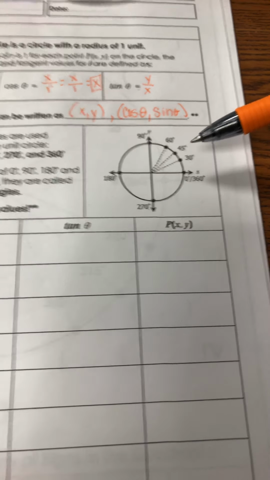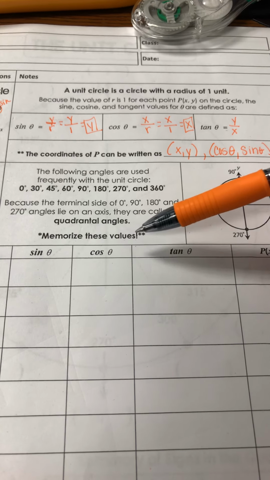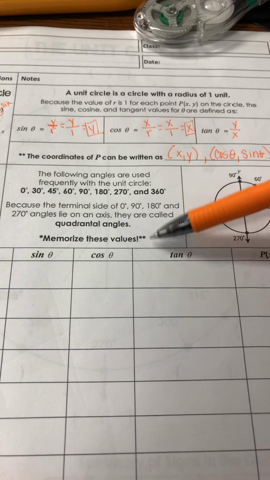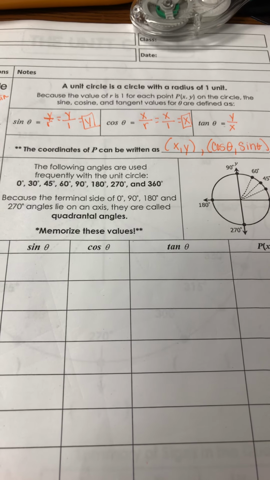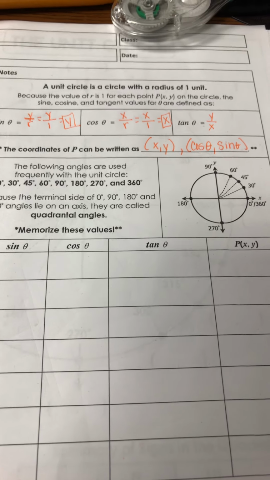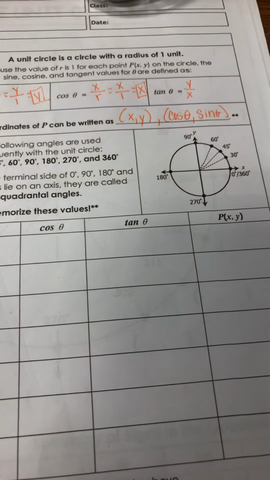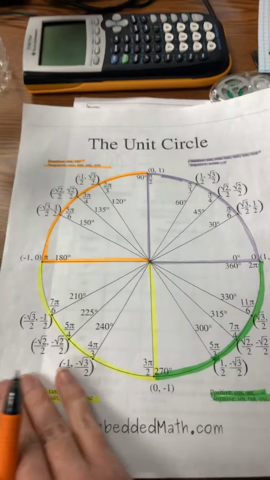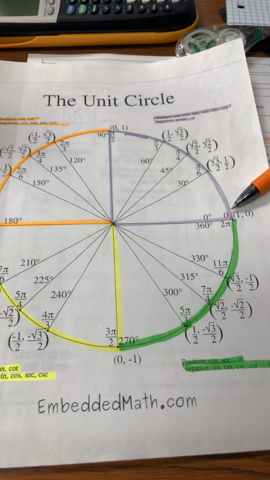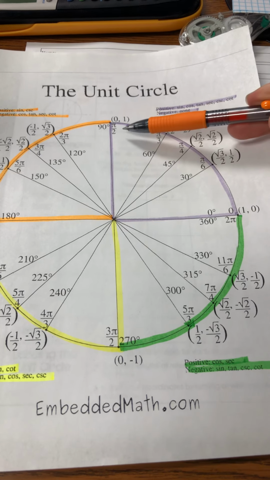What we're fixing to do, we're going to fill out these tables and figure out some of these values. It says right here to memorize these values. That means you need to memorize your unit circle, okay? I put that on your haiku page, but I can't stress it enough. Memorize your unit circle. Take one quadrant at a time, okay? So what I do with my unit circle is I actually color code it, okay? So here's my first quadrant going from 0 degrees to 90 degrees.